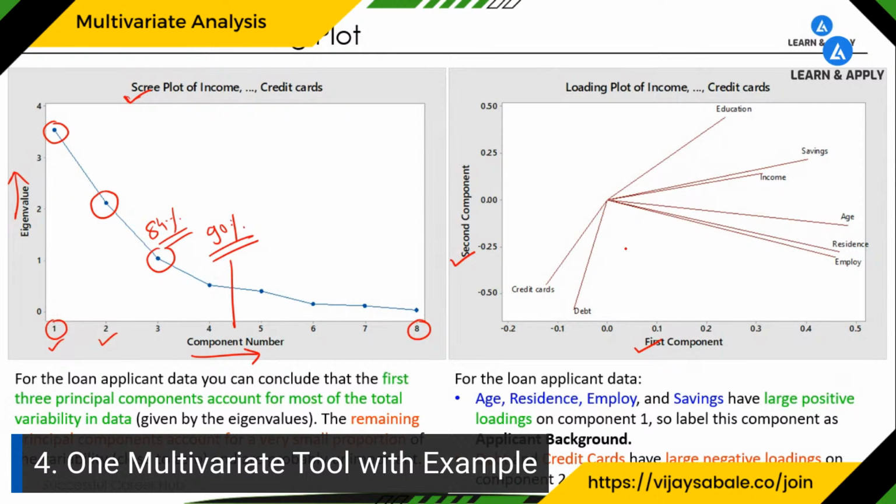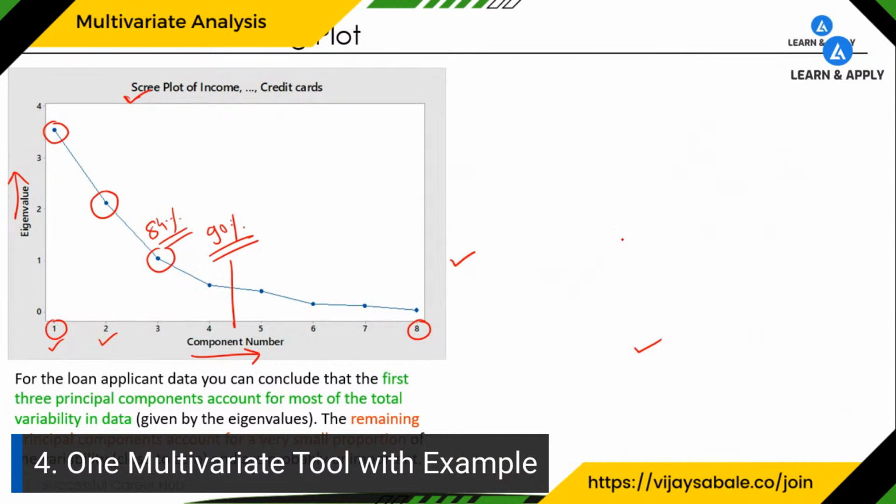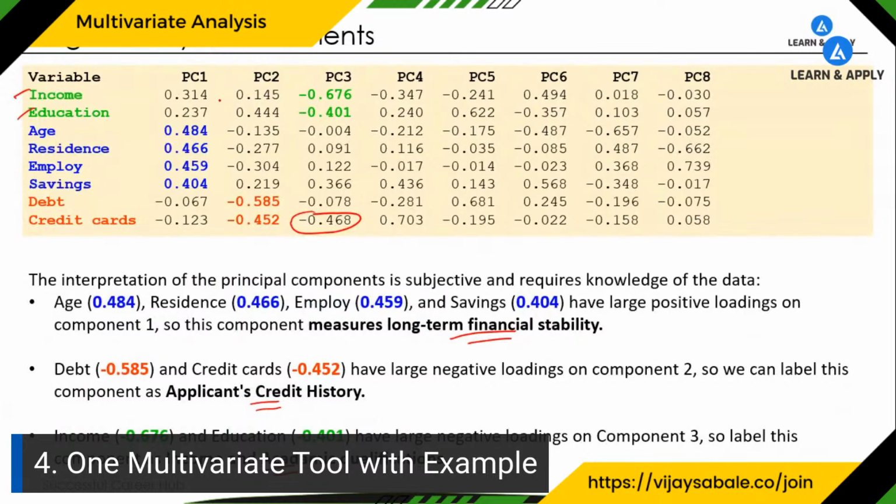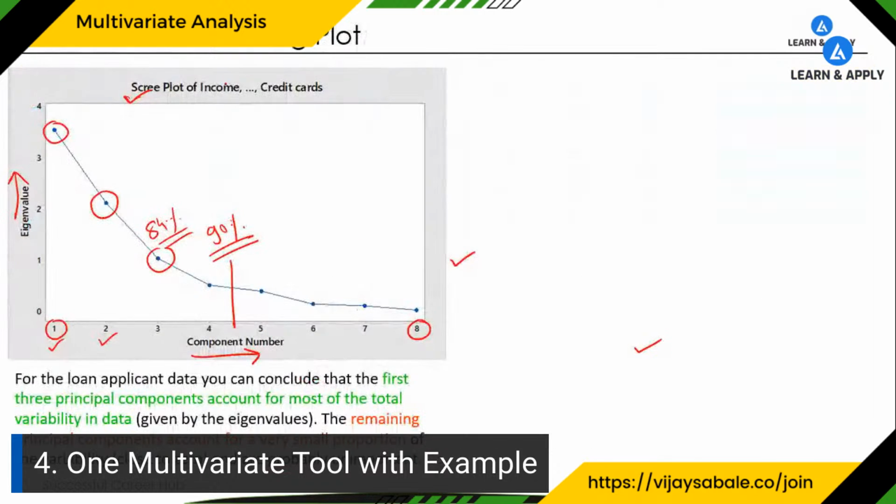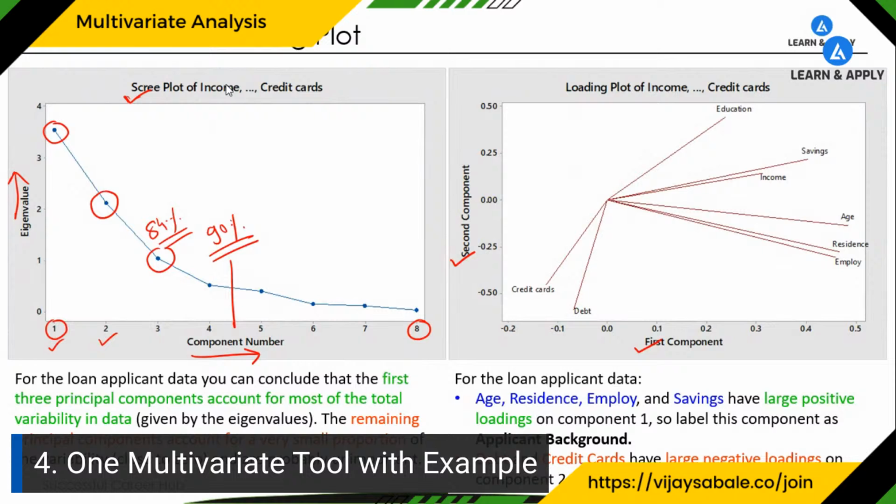Now, if you see the values of the coefficients that we had seen here, for principal component 1 the income is 0.314 and for principal component 2 it is 0.14. So if you use these 2 values as coordinates, like x coordinate and y coordinate, then we are getting 1 point on this graph, the loading plot, right?